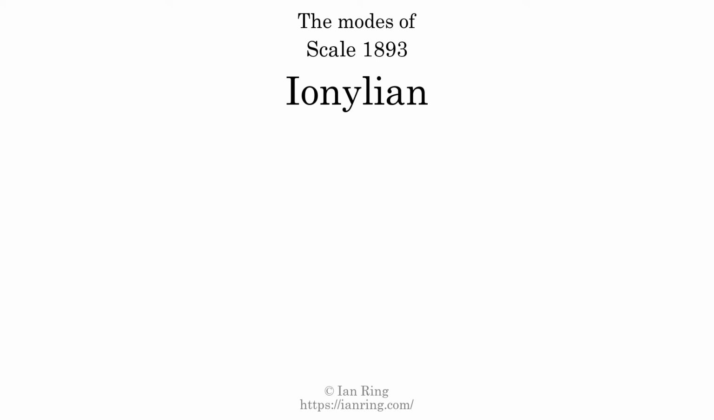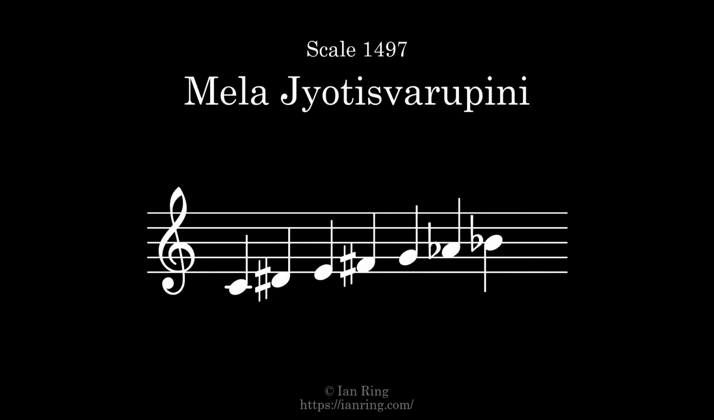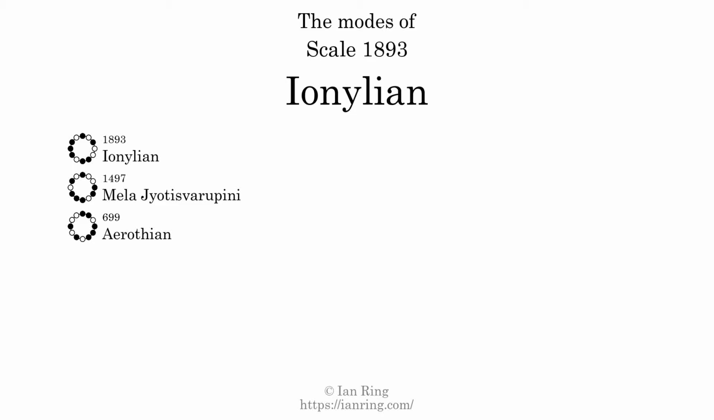This scale has 7 modes. The first mode is itself. The second mode is scale 1497, also known as Melodiotis Varupini. It sounds like this. The third mode is scale 699, also known as Erothian. It sounds like this.